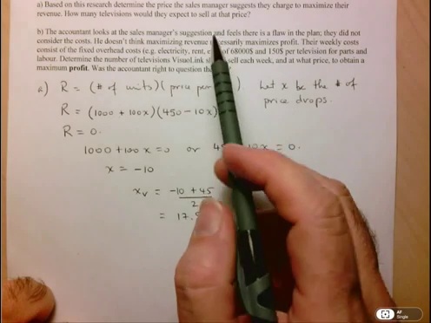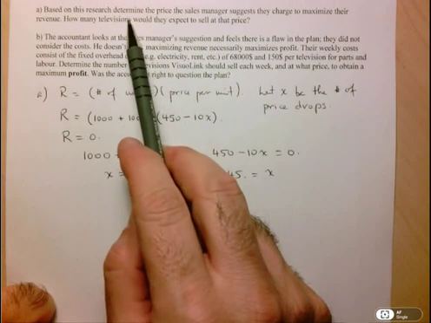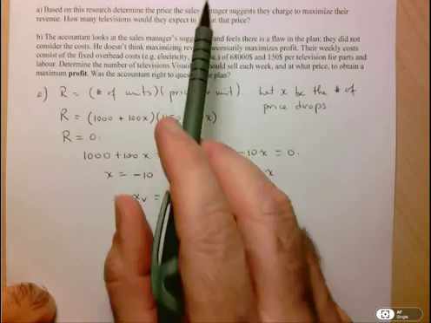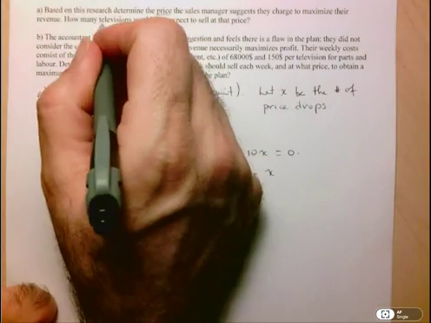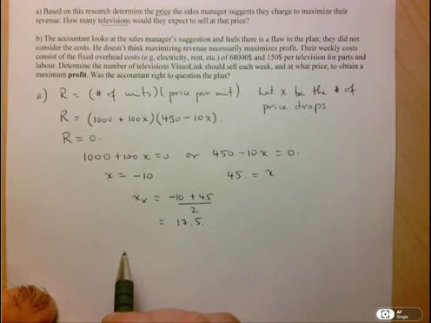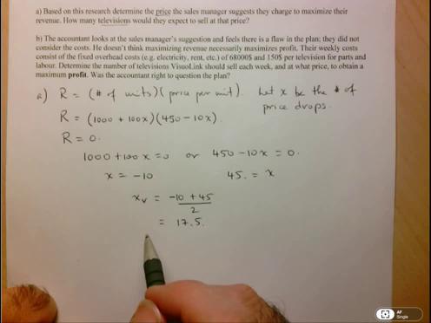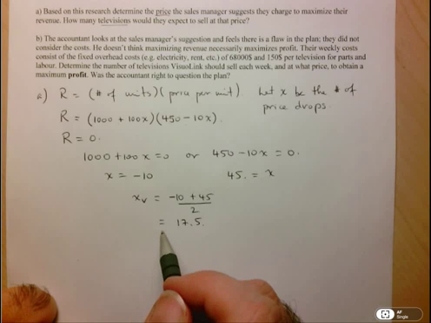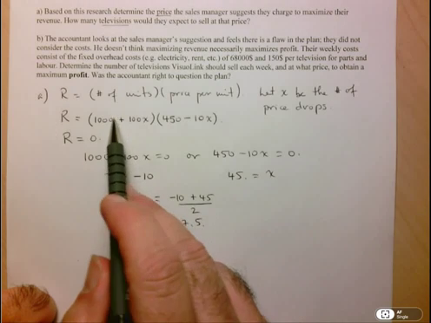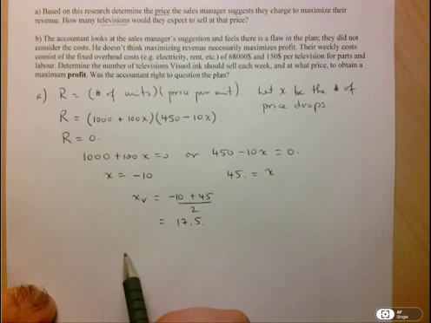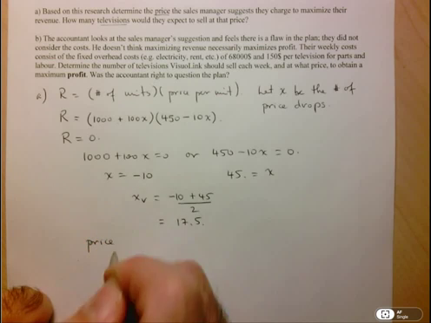Now, let's go back to the question and see what they're actually asking us for. So based on this research, determine the price the sales manager suggests they charge and how many televisions they have to sell. So notice here that we are not looking for the actual maximum revenue. If I was looking for the maximum revenue, well, I'd take this x value and put it back into my equation to give me my maximum revenue. But that's not actually what I'm looking for. What I'm looking for is the price that we should charge.